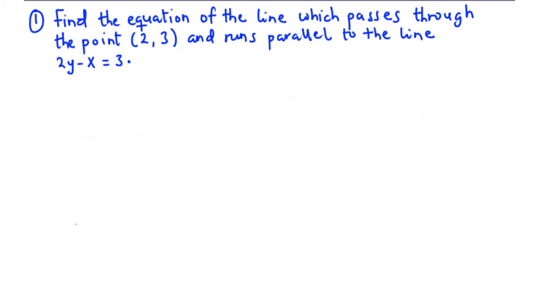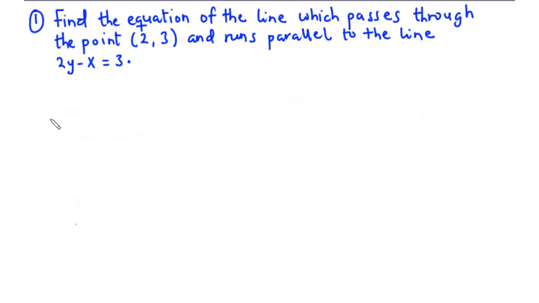So in today's video, we are going to solve two questions regarding parallel and perpendicular lines. Now we have a question here. We are going to find the equation of the line which passes through the point (2, 3) and runs parallel to the line 2y minus x equals 3.